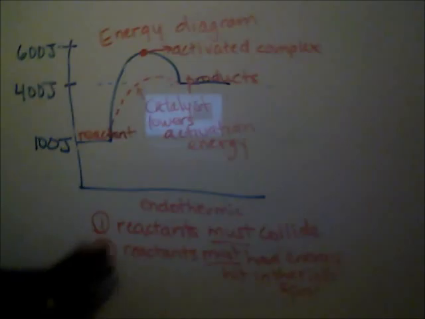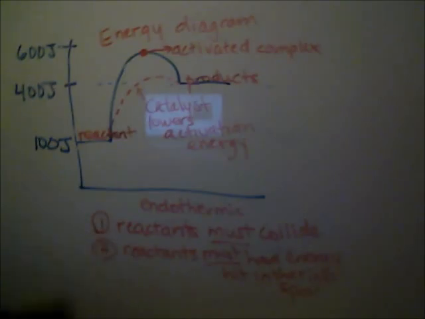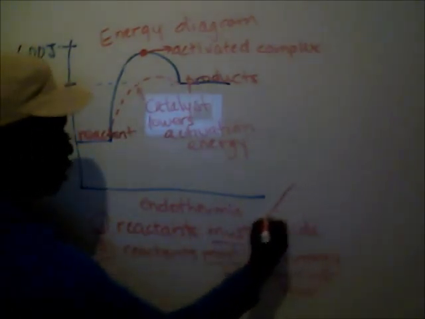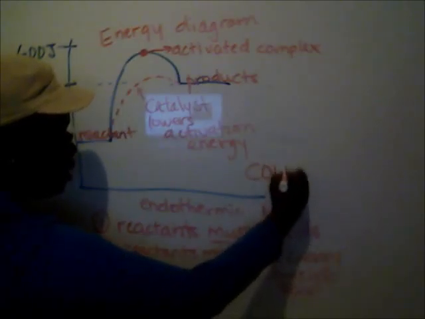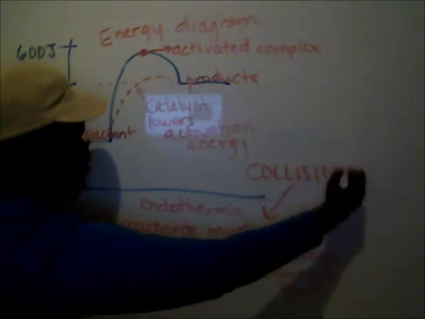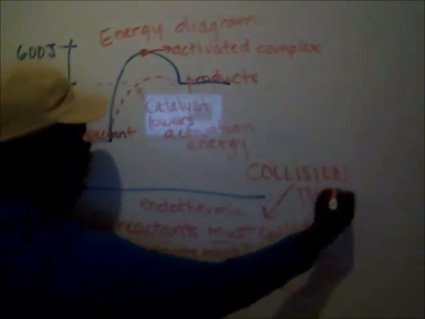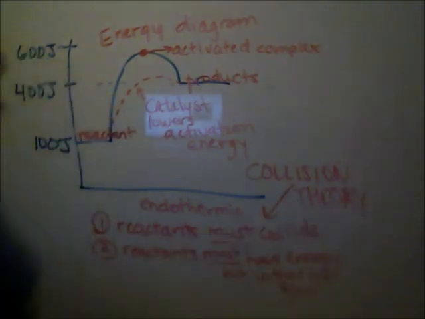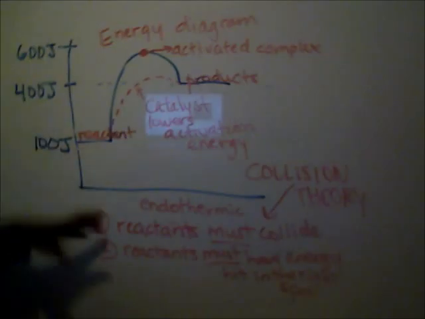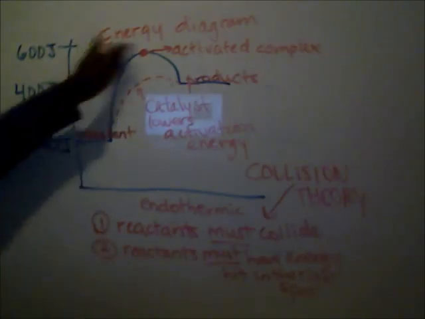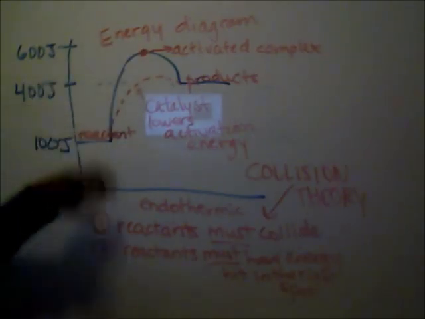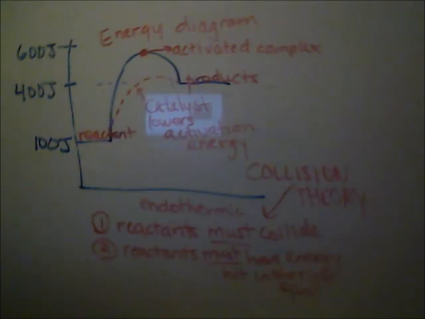And this is what we call the collision theory. The collision theory is just that in order for a reaction to happen, the particles must collide with enough energy and at the right spot. Because that's not something that easily happens, it takes time. For some reactions, it takes a lot of time. For other reactions, it doesn't take as much time. It just depends. But those two things have to happen in order for a reaction to take place.